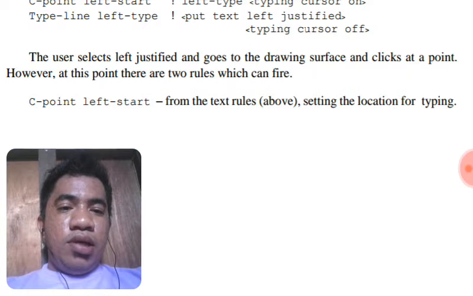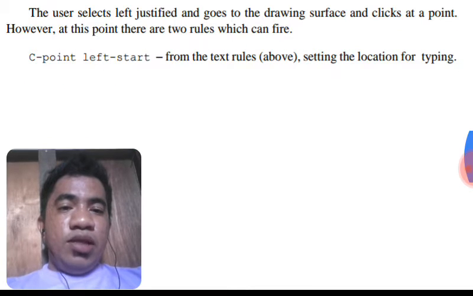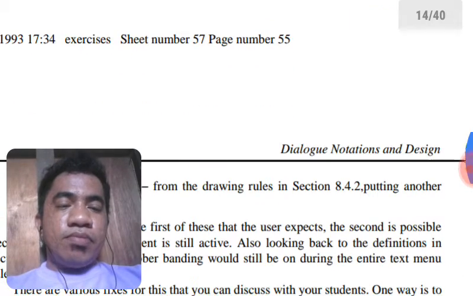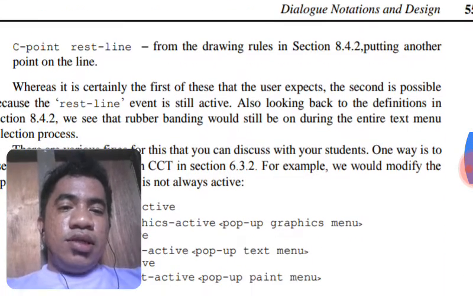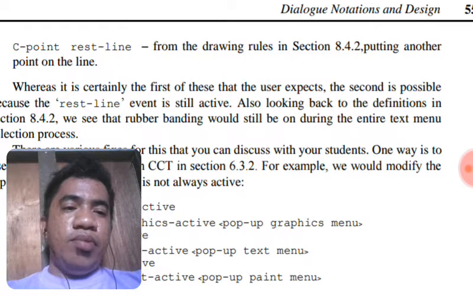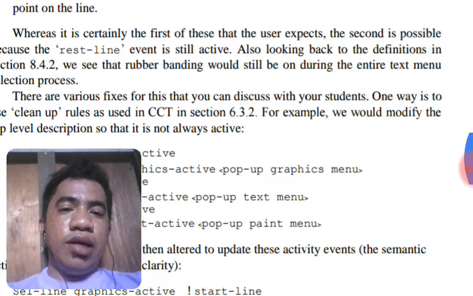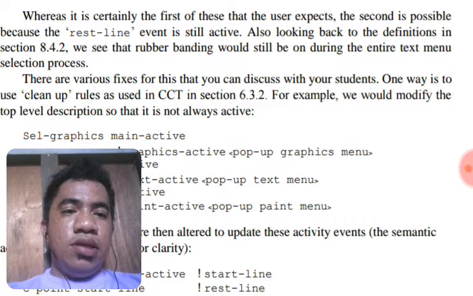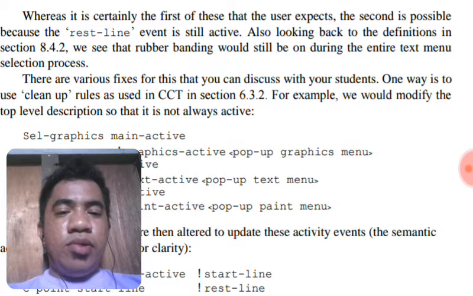However, at this point there are two rules which can fire. C point left start from the text rules above, setting the location for typing. C point rest line from the drawing rules in section 8.4.2, putting another point on the line. Certainly the first is what the user expects, but the second is possible because the rest line event is still active. Also, looking back at the definition in section 8.4.2, we see that rubber banding will still be on during the entire text menu selection process.